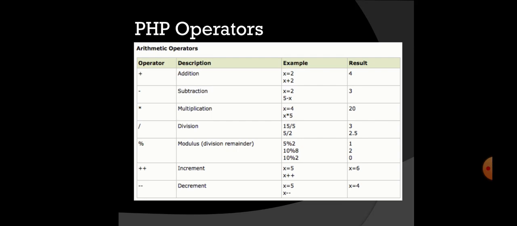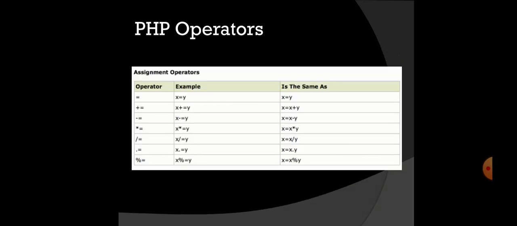And what are the operators in PHP? We have addition, subtraction, multiplication, division, modulus, increment and decrement operators. And the assignment operators in PHP are equal to, plus equal to, minus equal to, star equal to, slash equal to, dot equal to and modulus equal to. If it is equal to, it means x equal to y; plus equal to means x is equal to x plus y; minus equal to means x is equal to x minus y; star equal to means x is equal to x into y, and it continues like that.